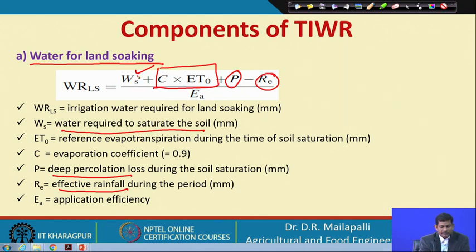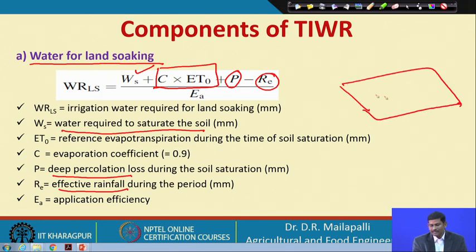So, you use this for land soaking. Suppose you have a piece of land, and in order to soak it with water before growing any crop, this land needs to be wetted. Then you need to apply some water. Definitely the application efficiency comes into the picture, because there may be some losses from the delivery point to the point of field application.